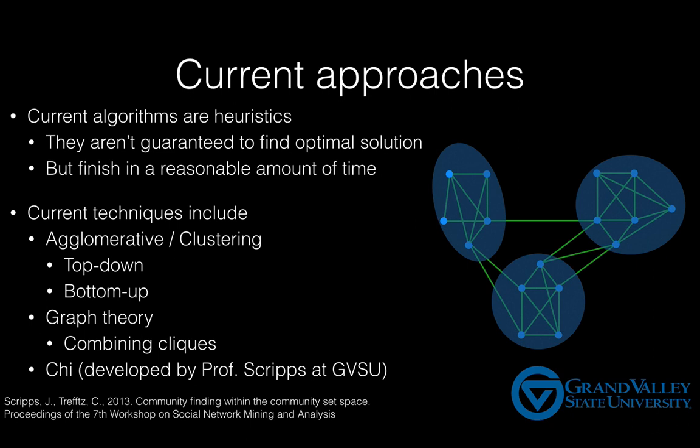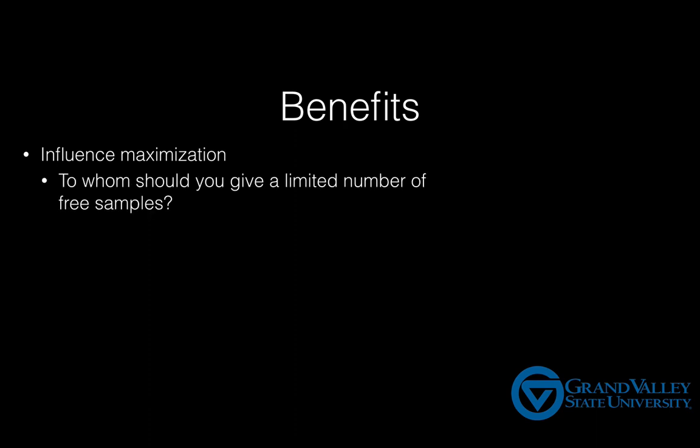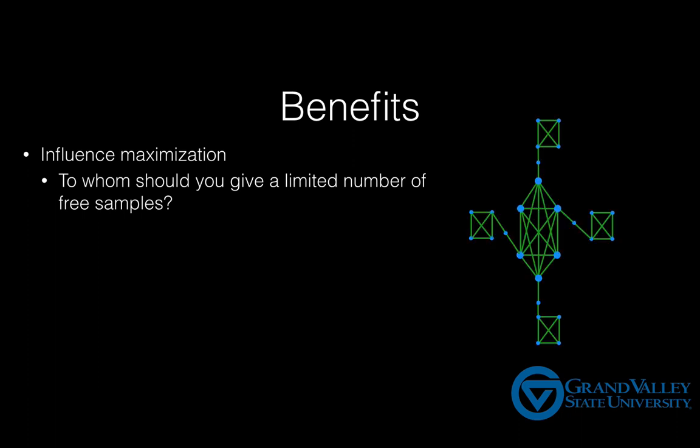The next question is, why bother? What's the benefit of identifying communities based on some graph? One potential benefit is better influence maximization. Suppose you're a soft drink company and are introducing a new product into the market. You want to maximize the number of people who try the new product while limiting the number of free samples. Suppose this is your target market and your budget allows for only 6 free samples. To whom will you give them?